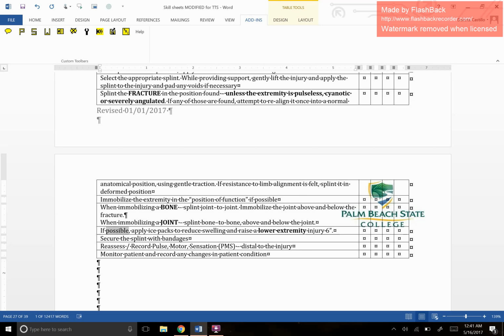If possible, apply ice packs to reduce swelling and raise a lower extremity injury. Secure the splint with bandages. Reassess/record pulse, motor, sensation, PMS, distal to the injury. Monitor patient and record any changes in patient condition.